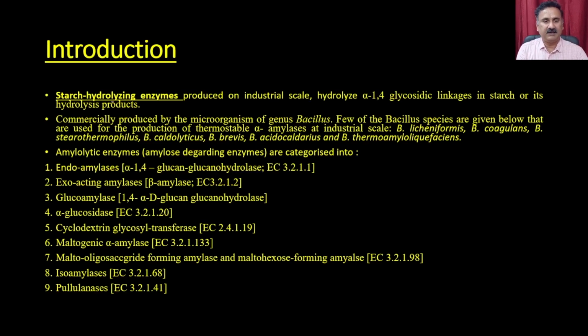Alpha amylase is a starch hydrolyzing enzyme produced on the industrial scale. It hydrolyzes the 1,4 glycosidic linkage in the starch, and it hydrolyzes products. This is commercially being produced by microorganisms like Bacillus. A few of the Bacillus species given below are used for the production of thermostable alpha amylase at industrial scale, like Bacillus licheniformis, Bacillus coagulans, Bacillus stearothermophilus, and so on.